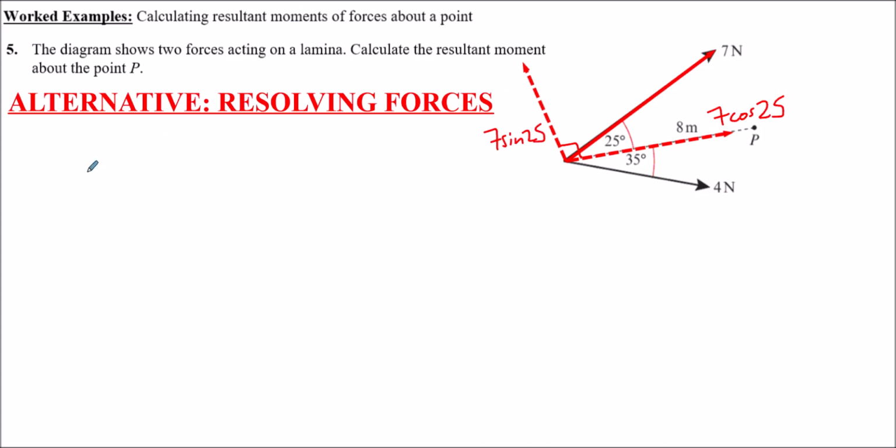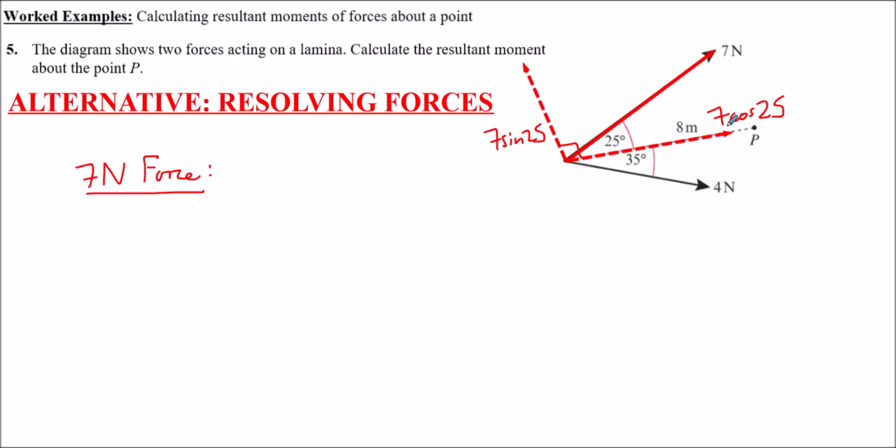So for the 7 Newton force, which has now been resolved into 2, we can essentially ignore the original force and think of it in its 2 components. So the 7 cos 25 force, because it's acting through P, the distance of the line of force from P is 0 because it's going through P itself. So this will have a 0 moment.